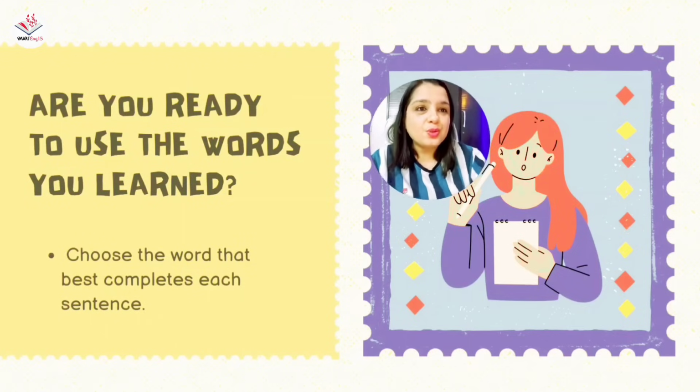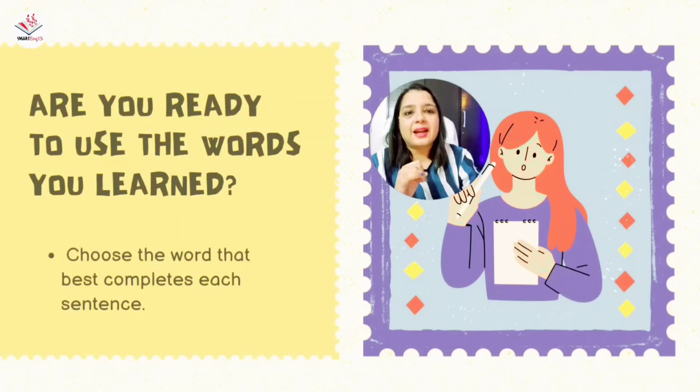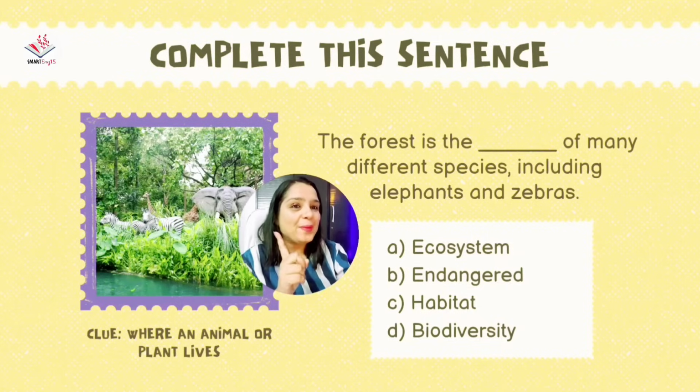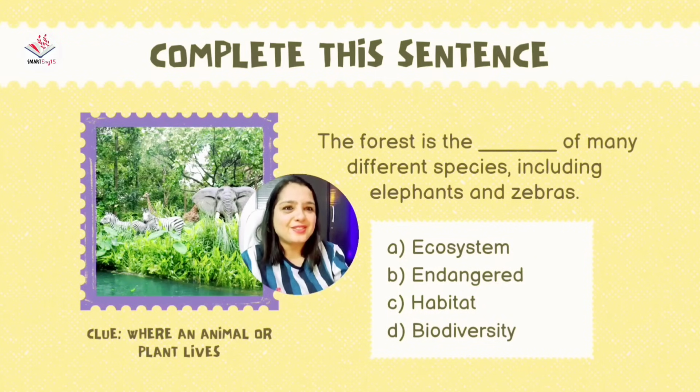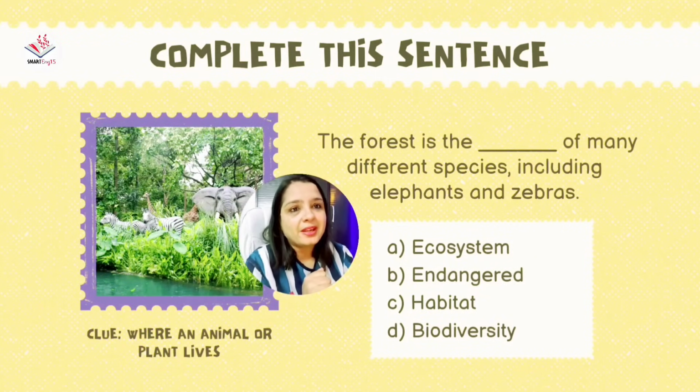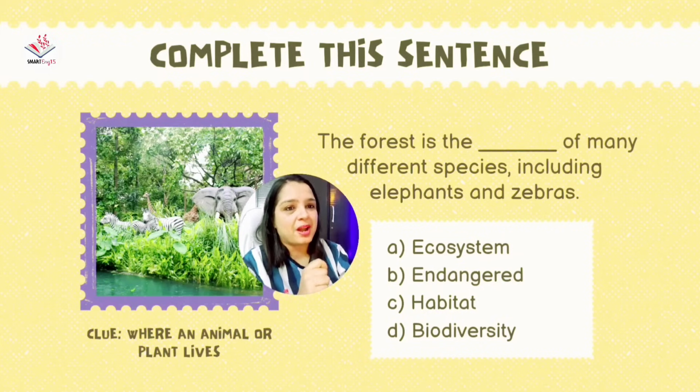Are you ready to use these words which we have learned today? Choose the word that best completes each sentence. Let's see how many of you have really listened to this video properly. So let's complete this sentence and find out the right answers for it. Let's do it. The forest is the dash of many different species, including elephants and zebras.